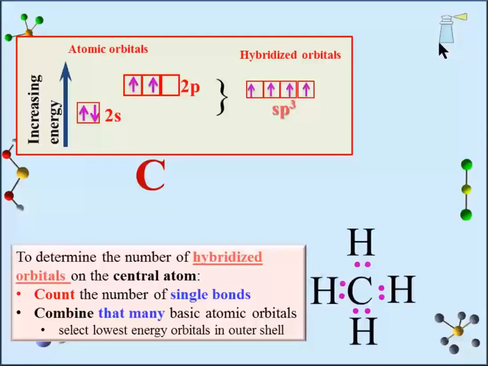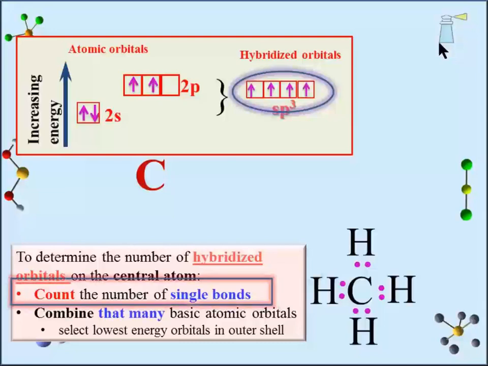For example, carbon in methane makes 1, 2, 3, 4 single bonds. Carbon will need 4 hybridized orbitals. It will need to combine 1 2s and 3 2p's. Bottom line, it is the number of single bonds that gives the number of orbitals that need to be mixed in the hybridization. There are other types of hybridization that follow this rule of thumb.